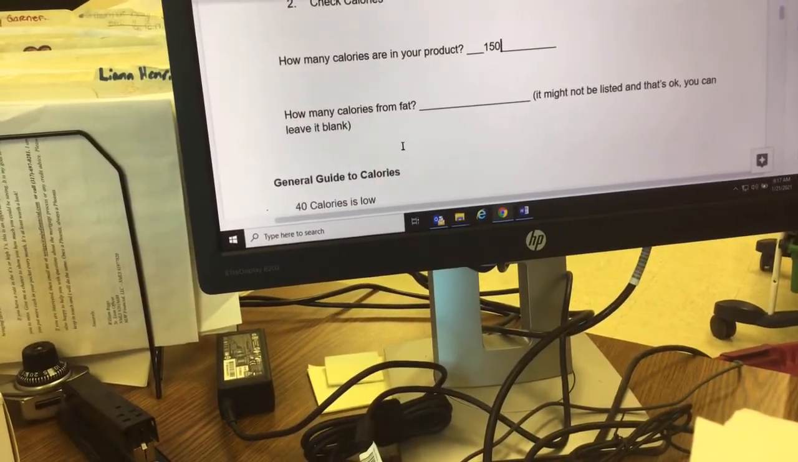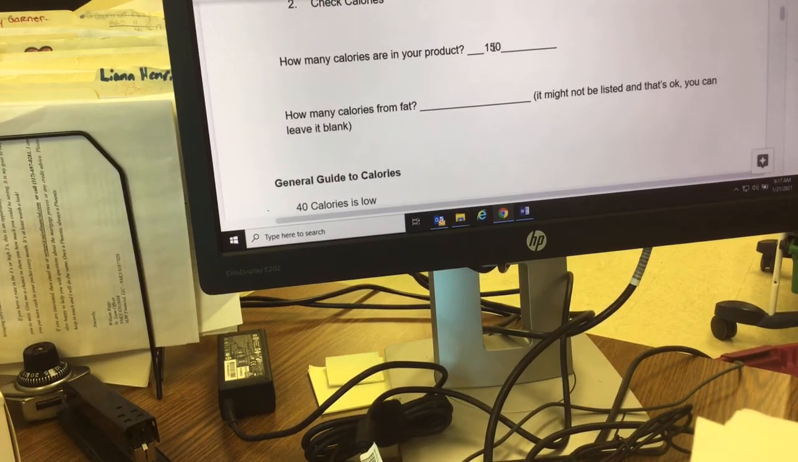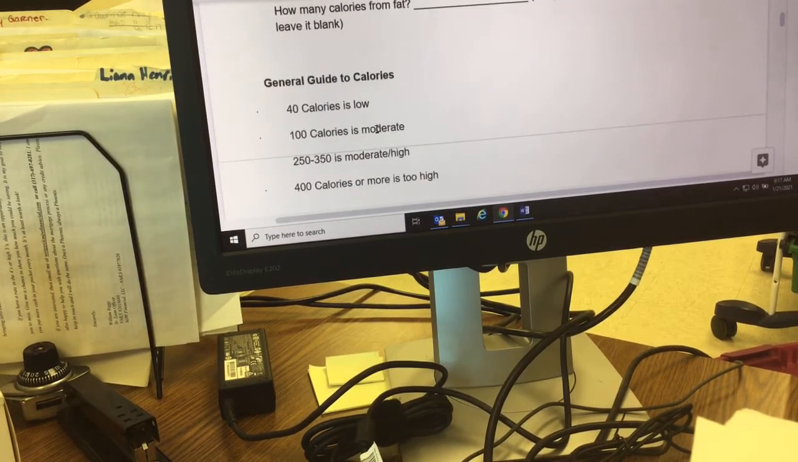As we come down here, general guidelines for calories: 40 calories is considered low. 100 calories is considered moderate. So 150 calories in this serving, this would be a moderate.